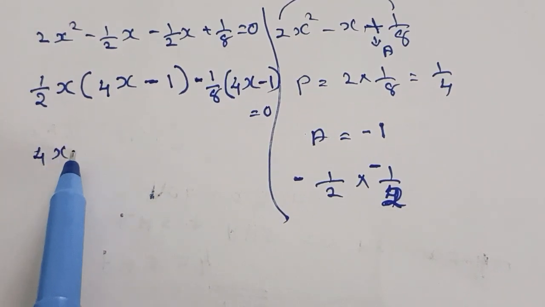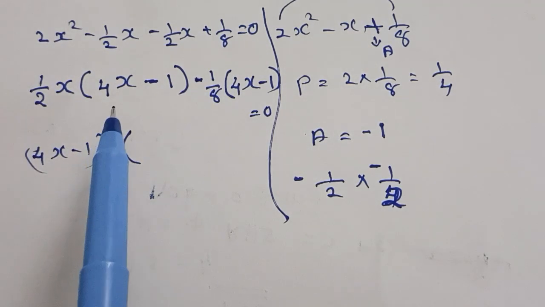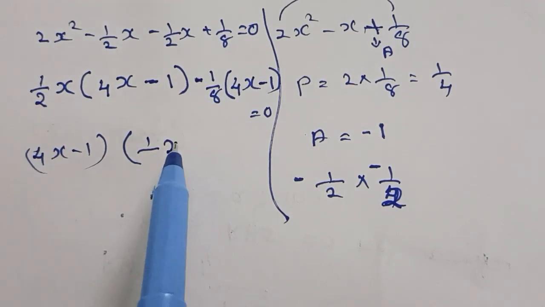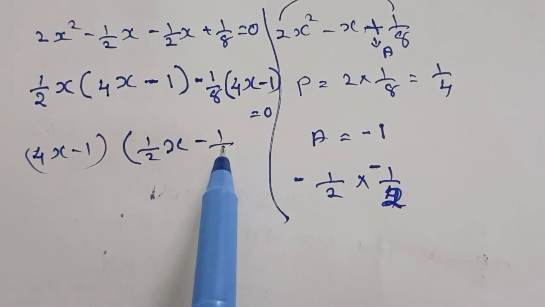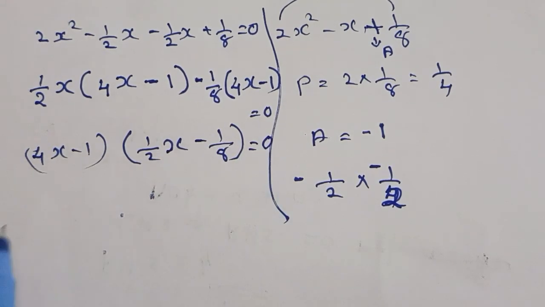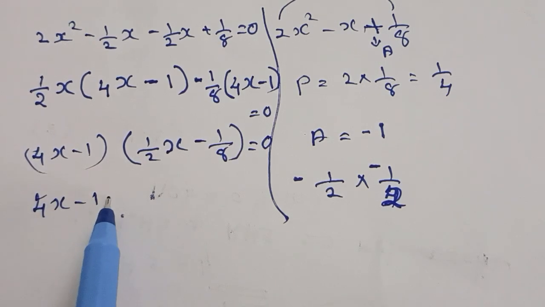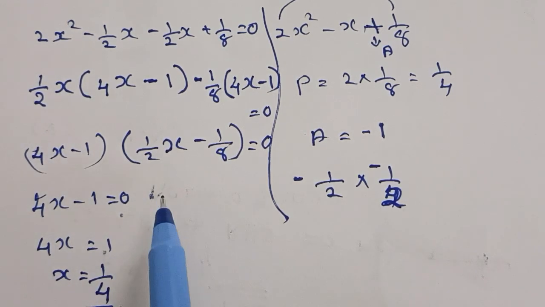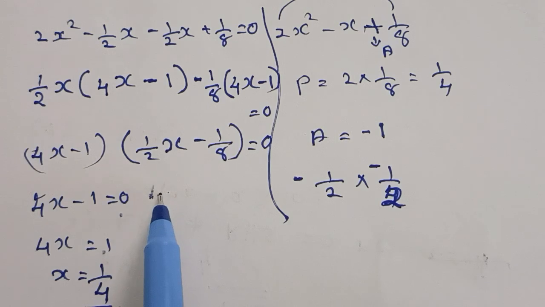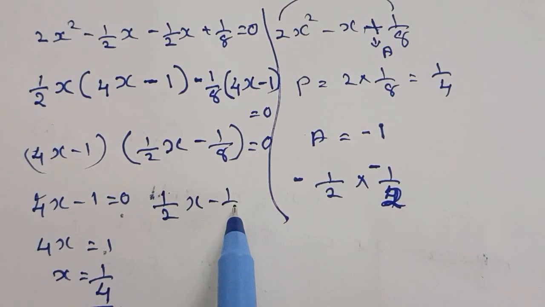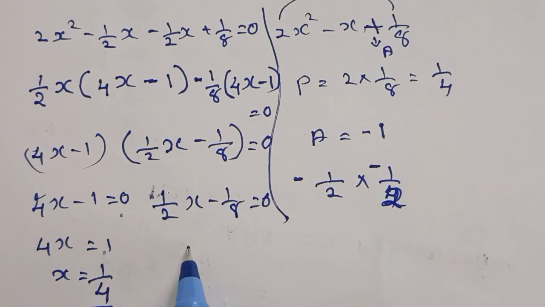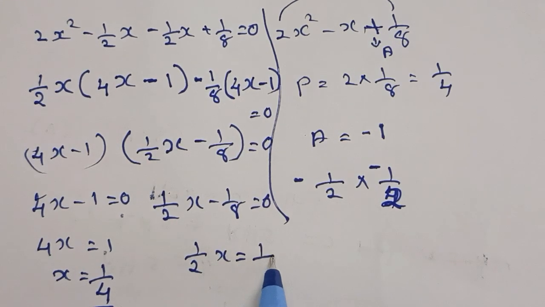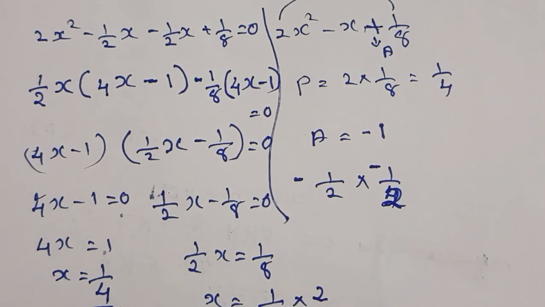4x minus 1 is common. After taking 4x minus 1 outside, first remaining half x, and second remaining minus 1 by 8, that is equal to 0. 4x minus 1 equal to 0 gives 4x equal to 1 and x equal to 1 by 4. Okay, x equal to 1 by 4. Second factor: half x minus 1 by 8 equal to 0. That is half x equal to 1 by 8, or x equal to 1 by 8 into, taking reciprocal, we get 2.